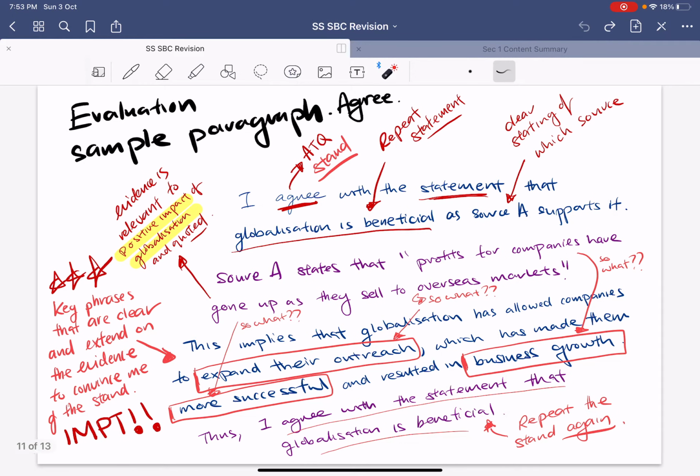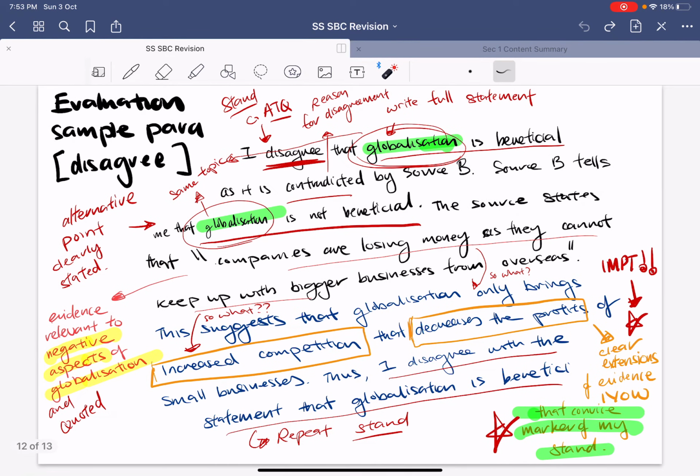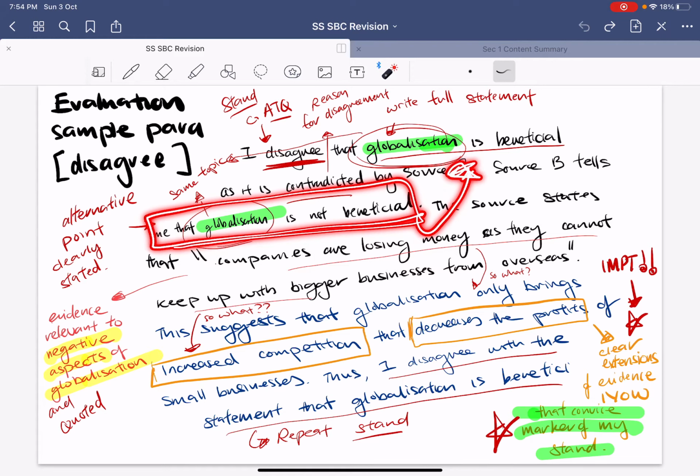Now, the disagree paragraph is a little bit different because you have to give me the alternative point. Start off by answering the question one more time. I disagree. Repeat the whole statement: globalization is beneficial. Then state contradicted. Why do you disagree? Because it is contradicted by source B. Then you must give me the alternative point immediately. B tells me globalization is not beneficial. So here's my alternative point to why I disagree with the main point given.